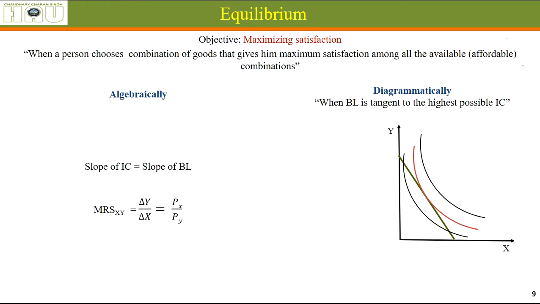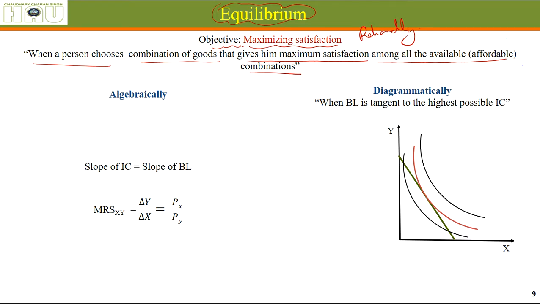Now, how is the consumer going to make his final decision? His objective is to maximize satisfaction. That means he is behaving rationally. How is he going to decide by using these two concepts? A person chooses a combination of goods that gives him maximum satisfaction among all the affordable combinations.